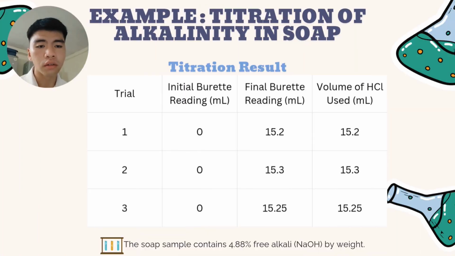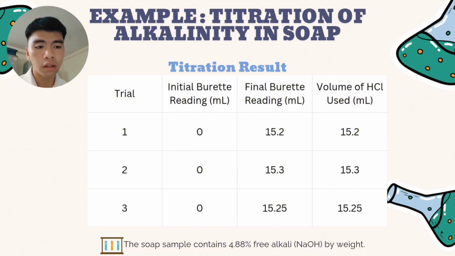For the titration result, we'll go through 3 trials. The first trial, the initial burette reading is 0, final burette reading is 15.2, and the volume of HCl used is 15.2. The second trial, initial burette reading is 0, final burette reading is 15.3, and the volume of hydrochloric acid used is 15.3. The third trial is initial reading of burette is 0, final burette reading is 15.25, volume of HCl used is 15.25.